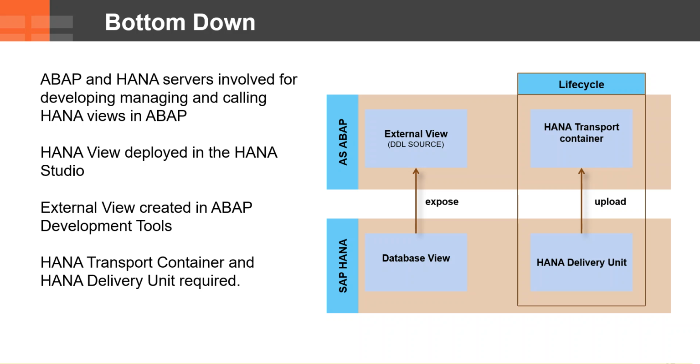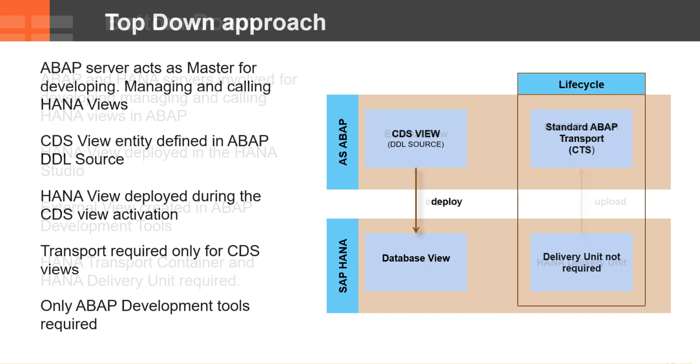So the delivery unit is a means of storage. It's a container which we can move from HANA Studio to other ABAP, external or other systems. In bottom-up approach, what we do is consume our HANA views in ABAP. There, both HANA and ABAP servers act as master. Both HANA and ABAP servers are active there. So your HANA view will be deployed in HANA Studio, and you consume your HANA view in ABAP.